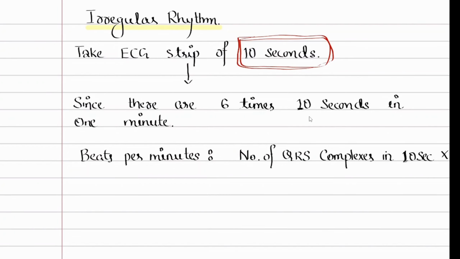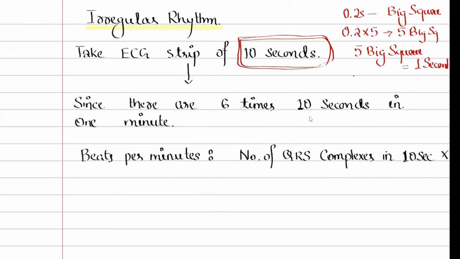0.2 seconds is one big square. Okay, one big square is 0.2 seconds. So 1 second is 5 big squares, 0.2 into 5. So for 10 seconds, 50 big squares form 10 seconds.